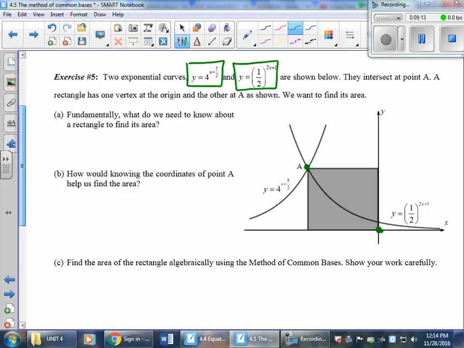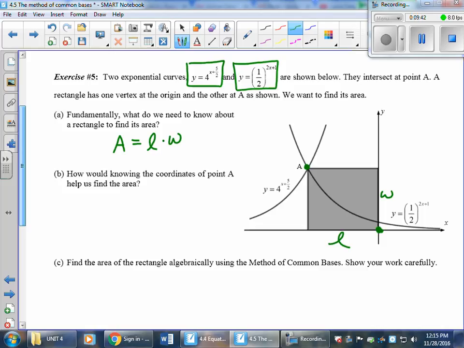So let's answer question by question, because this is not that bad, folks. Fundamentally, what do you need to know about a rectangle to find its area? Okay, not so bad. I can do this. So the area of a rectangle, let's see, can we go back to that 4th grade, is length times width. Okay, so if we consider this the length and this the width, that's all we need to know. So you answered that one. Hopefully that wasn't so rough.